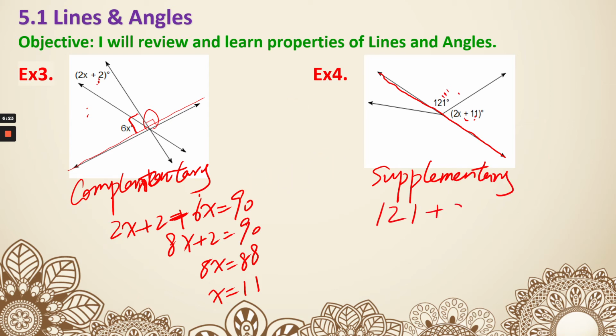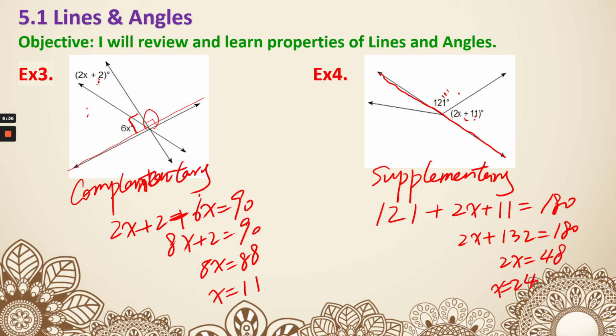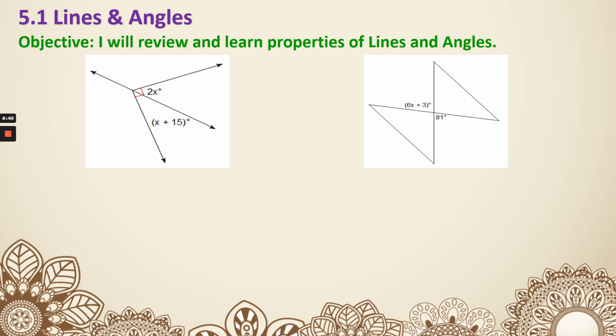Now example 5. We can clearly see there's a 90-degree angle right there. So the angles are going to be complementary, so they add together to equal 90 degrees. 3x plus 14 equals 90. 3x equals 75. X equals 25.